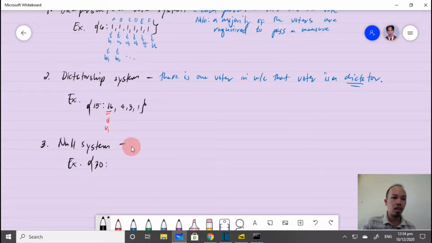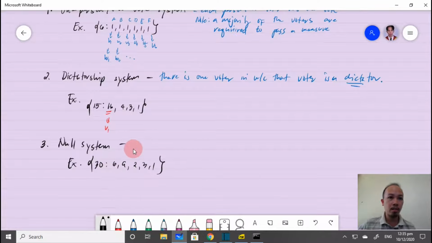30, 6, 9, 2, 3, 1. Okay, this kind of weighted voting system is a null system, because if you sum the weights of all the voters, 6, 9, 2, 3, 1, we have 21. 21 is less than the quota, which is 30. So this is what we call a null system.